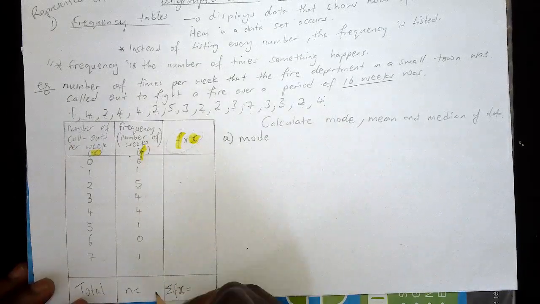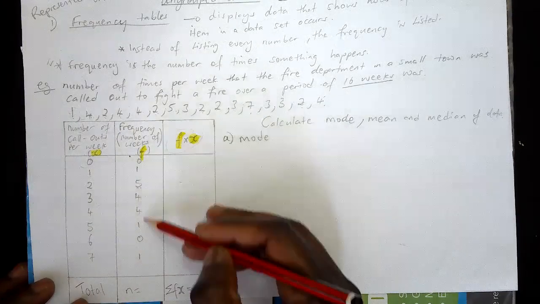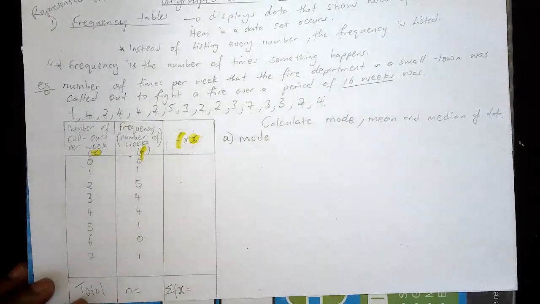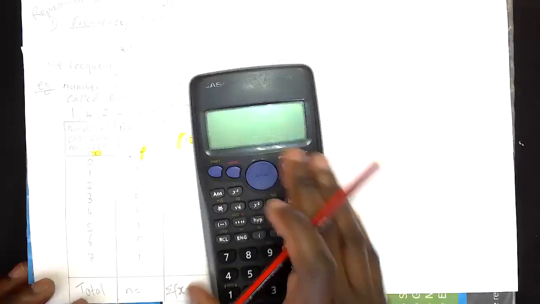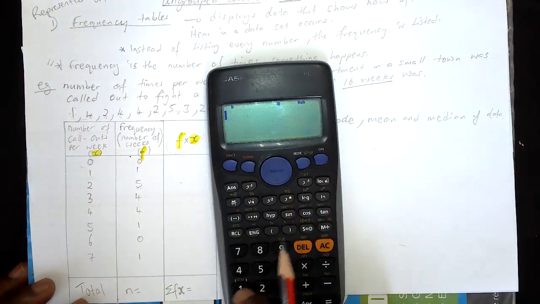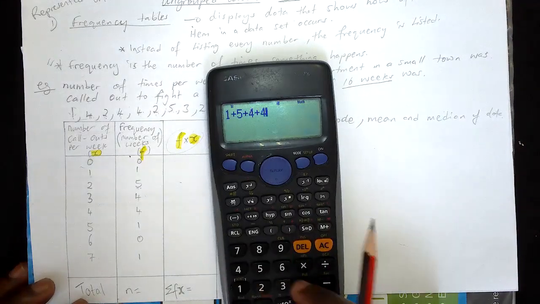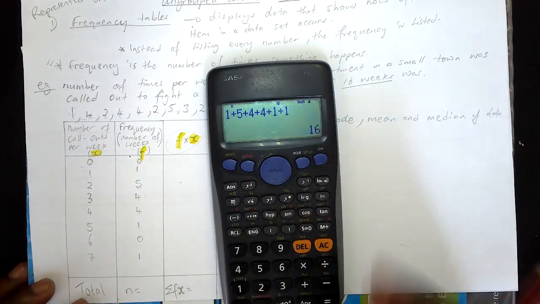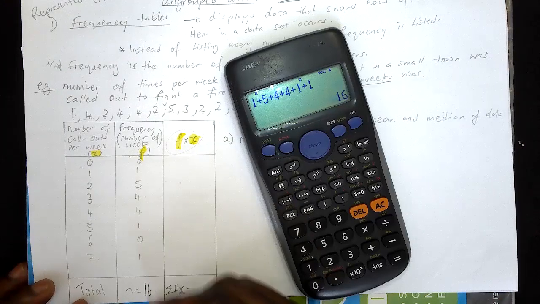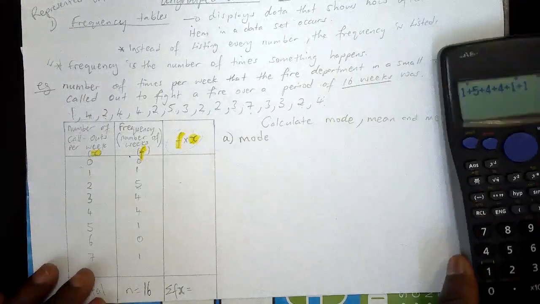So we come here and say, all right, we have the total here, and we are looking at how many in terms of frequency. In terms of frequency, we're going to calculate our N. We say 1 plus 5 plus 4 plus 4 plus 1 plus 1. What do we get? We get 16. So it was 16 weeks. We're supposed to pick it from the number of weeks.